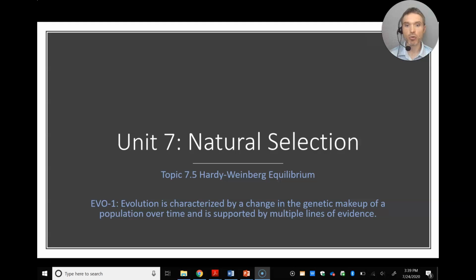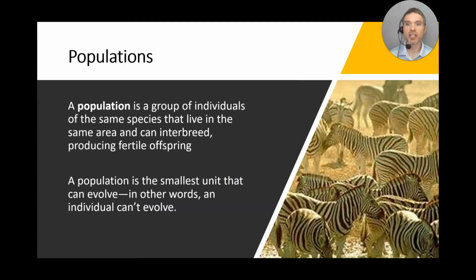This is Unit 7.5, Hardy-Weinberg Equilibrium. In the last video segment, we talked about populations. A population is a group of individuals of the same species that live in the same area and can interbreed, producing fertile offspring. Now we're going to continue with this idea of populations.